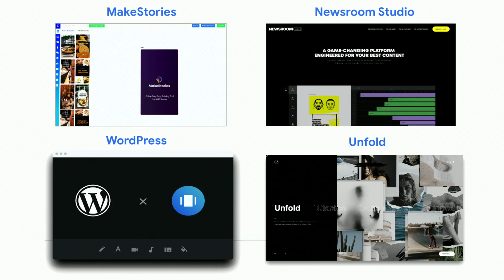Another is Newsroom Studio, a powerful story creation platform that is specifically engineered for publishers looking to embed tappable formats into both editorial and commercial workflows. WordPress recently launched a beta of the new AMP plugin for WordPress, and it comes with a built-in drag-and-drop editor for AMP stories that will be available once this beta becomes the stable version. And finally, there's Unfold, one of the top story creation tools out there that is used by millions of creators worldwide, which is integrating AMP stories support. And this will be launching this summer as part of a new premium version of their product.